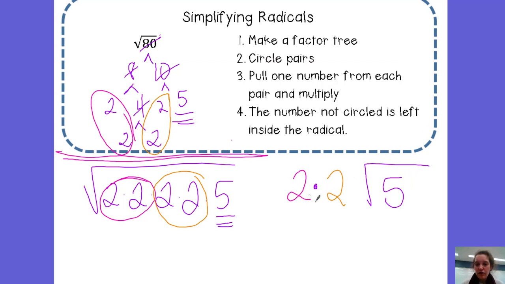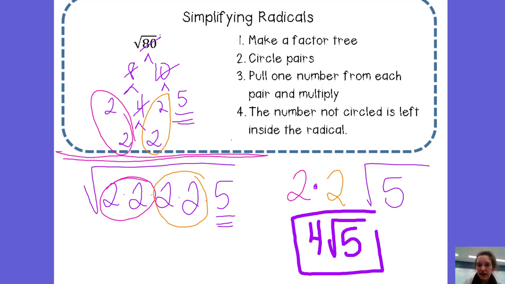So then finally, I'm just going to multiply 2 times 2, which gives me 4 root 5 as my final answer.